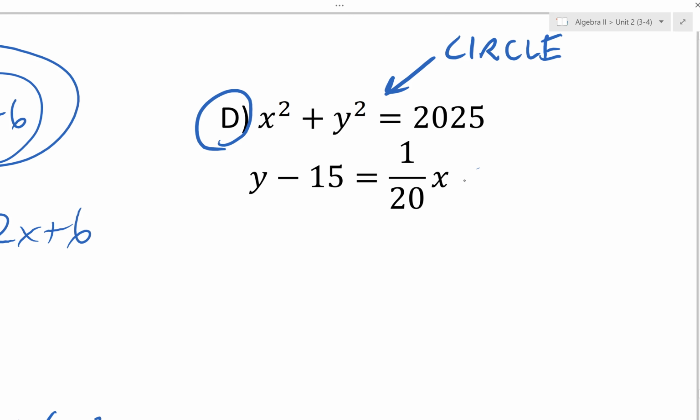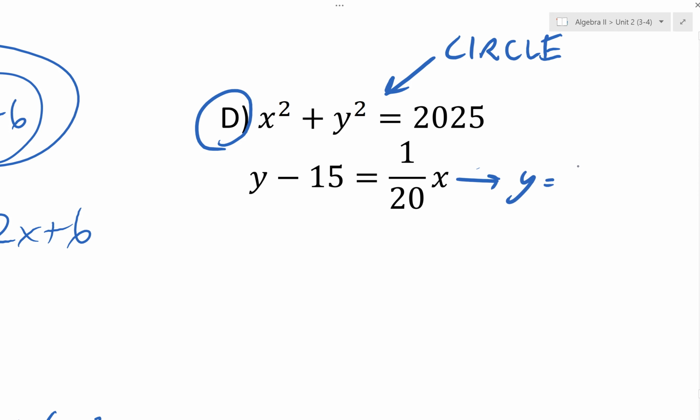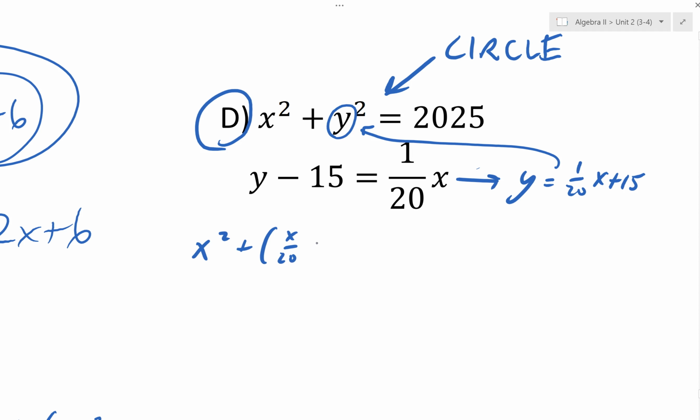Okay, so I took this equation and got y by itself, so y equals 1/20th x plus 15, and substituted that into this equation in place of this y. So now my first equation becomes x squared plus (x over 20 plus 15) squared equals 2025.